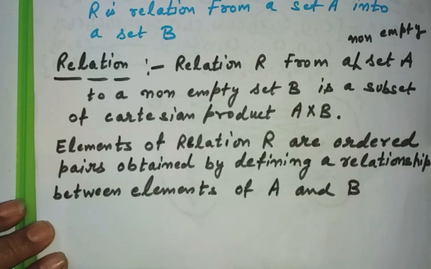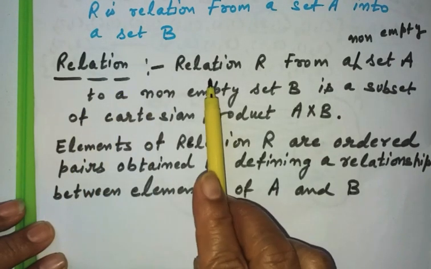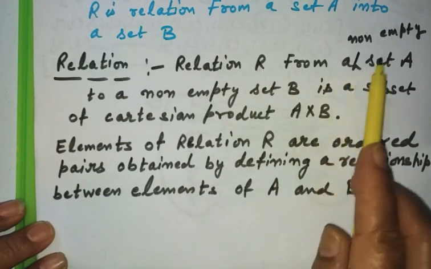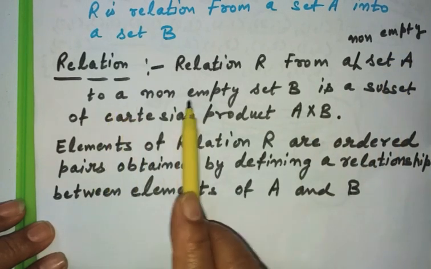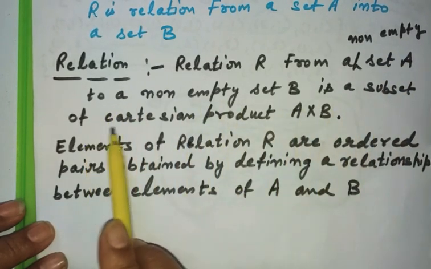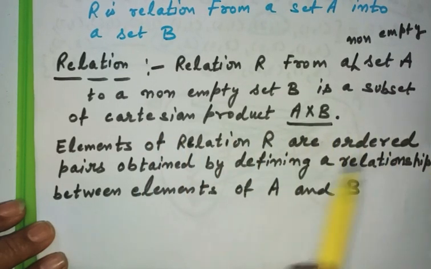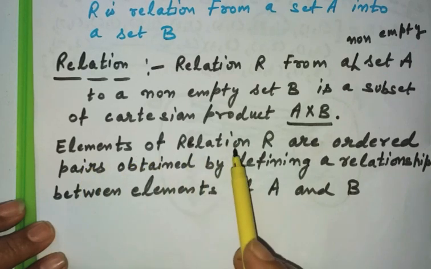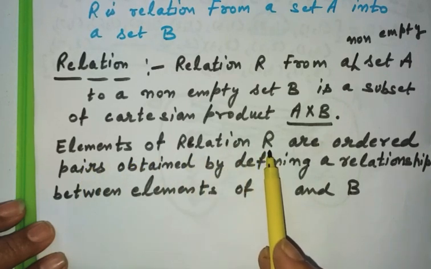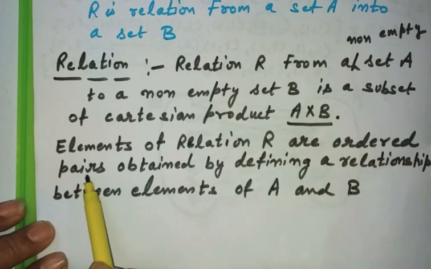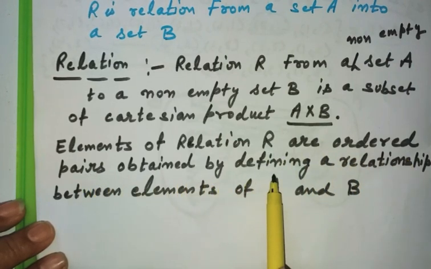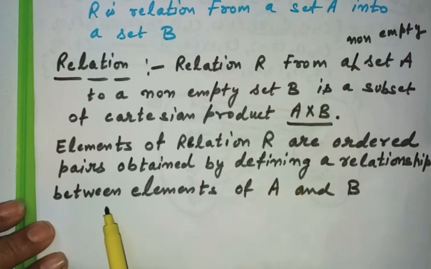So, I think now we are in a position to understand the formal definition of a relation. A relation R from a non-empty set A to a non-empty set B is a subset of the Cartesian product A cross B, as we have already discussed. And elements of relation R, which is a set, are ordered pairs obtained by defining a relationship between the elements of set A and set B.